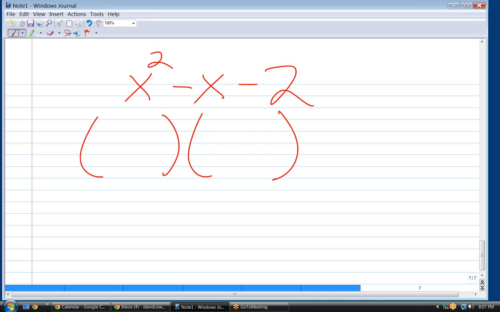First step, separate the x squareds. What goes here? What goes here? What 2 things will multiply together to give you x squared? X and x, right? Right. In other words, when I multiply these 2 things back together again, when I use FOIL, whatever you want to use, I'm going to multiply this times that. And that's got to give me that first term.